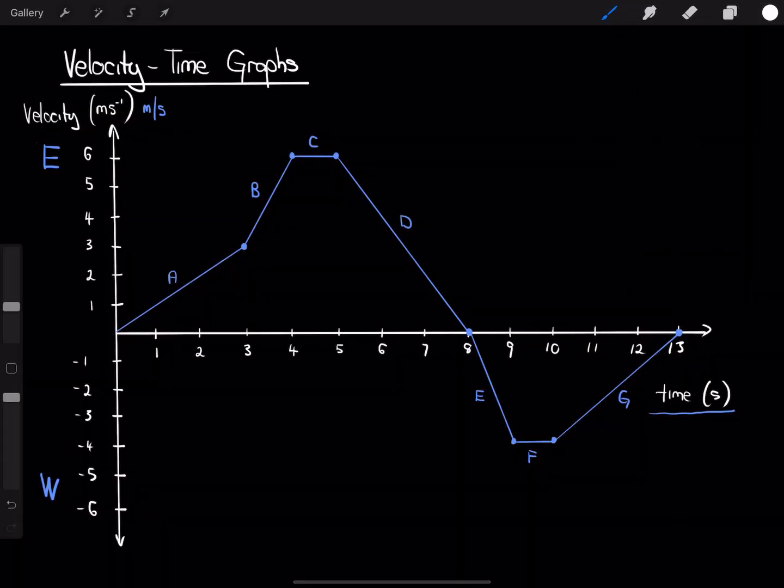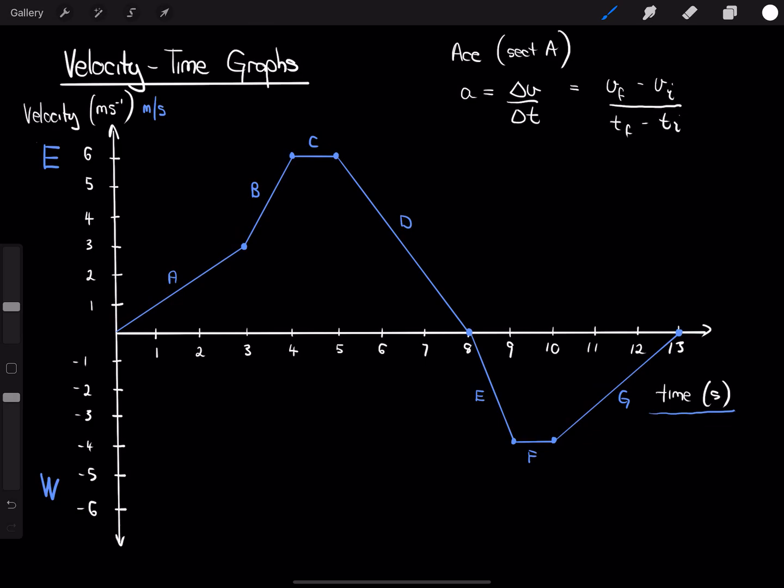Okay, in this second screencast, we're just going to do a few examples of calculations using this graph. So let's say, to begin with, we want to work out the acceleration of section A. We know that acceleration is the change in velocity over the change in time. Now remember, change means final minus initial. So that's going to be the final velocity take away the initial velocity divided by the change in time, which is the final time take away the initial time.